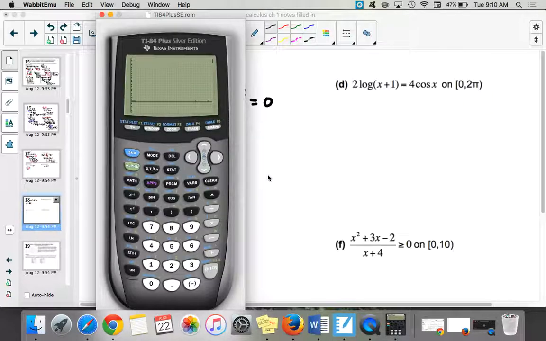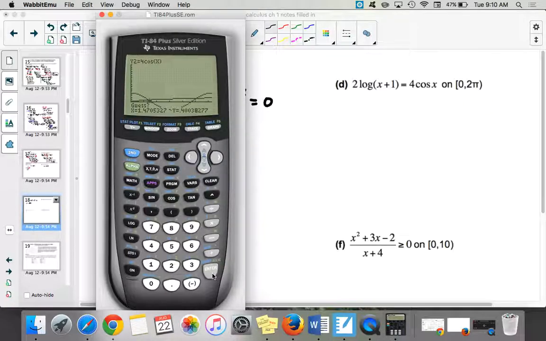All right, so we're going to hit graph. It's doing the log function first, and then it's doing the cosine function. So it looks like it's intersecting in 2 different places, so we're going to find both of those answers. We do second, trace, intersect. And we just trace along the first curve until we get to the place where we think it intersects. And when you hit enter, it kind of goes to that same spot.